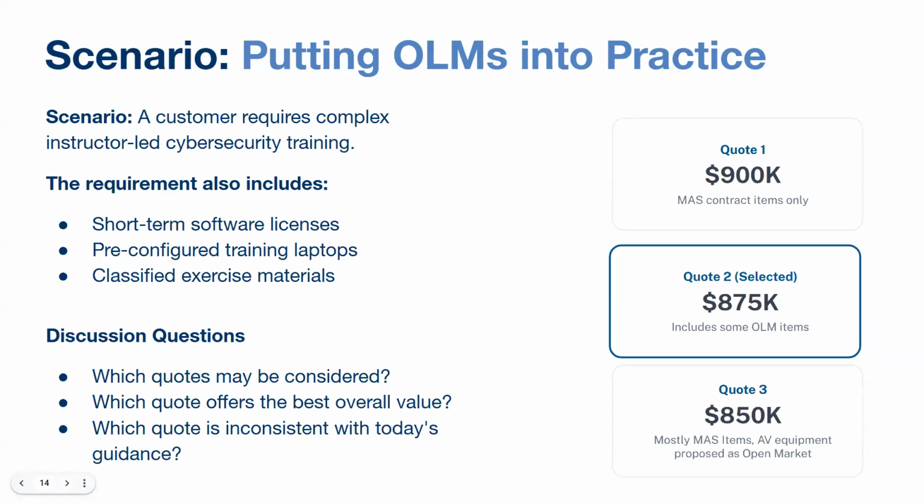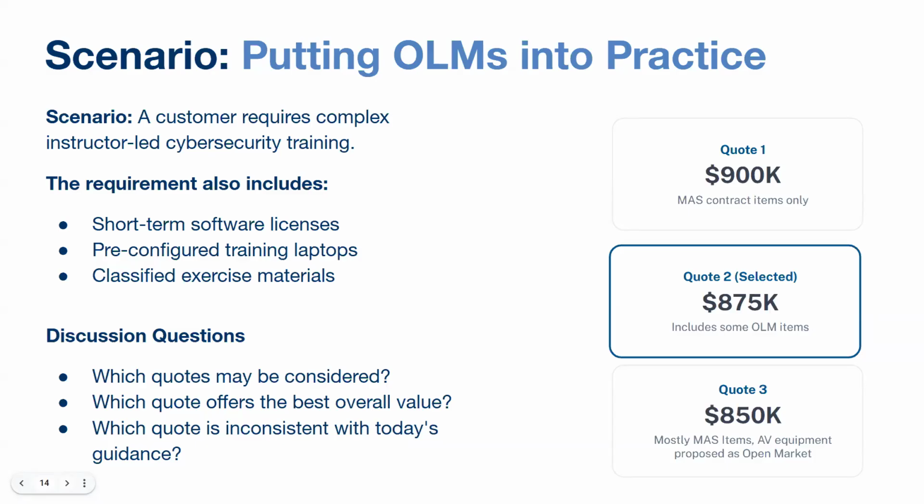So before we talk through the answers, we're just going to encourage everyone to think about what we've covered today on what OLMs are, how they should be used. And we're going to see which quote appears to align with the updated ordering procedures. Which one raises concerns, and perhaps most importantly, is the lowest price quote automatically the one that should receive the award? So let's walk through each one.